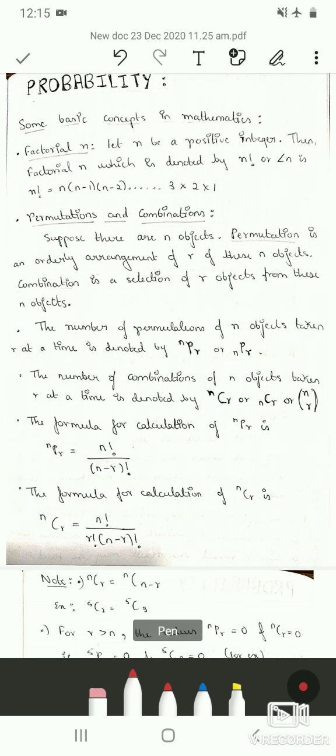So the formula to calculate the permutation, that is nPr, is n factorial divided by n minus r factorial, and for combination, for nCr, it is n factorial divided by r factorial into n minus r factorial.